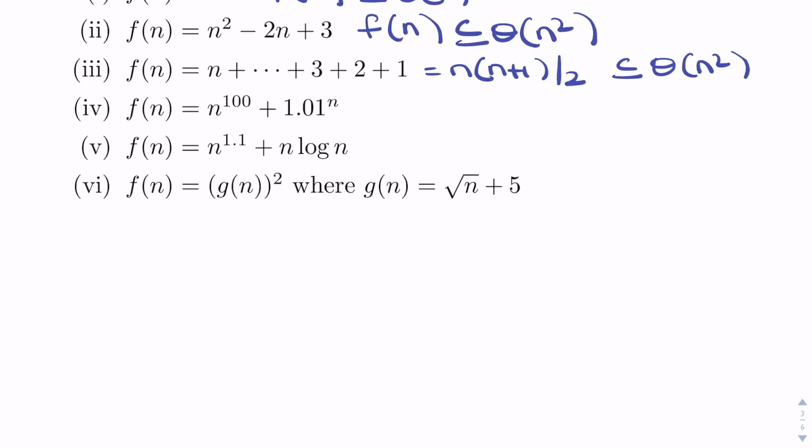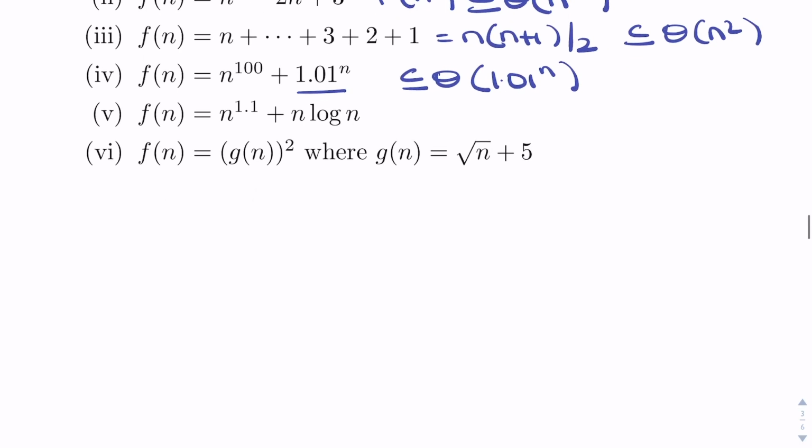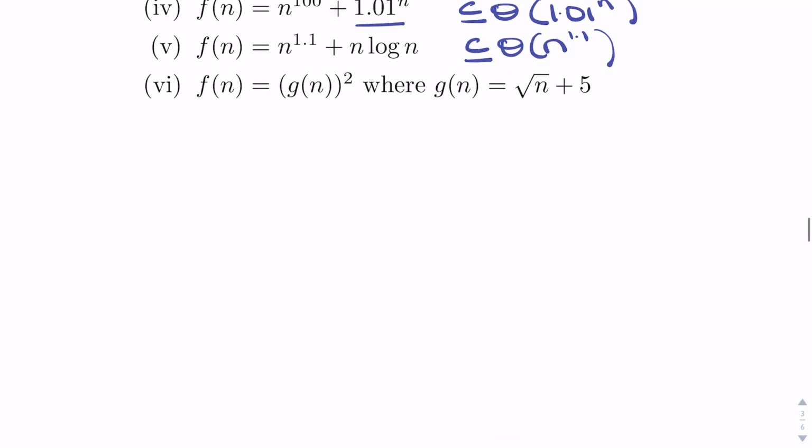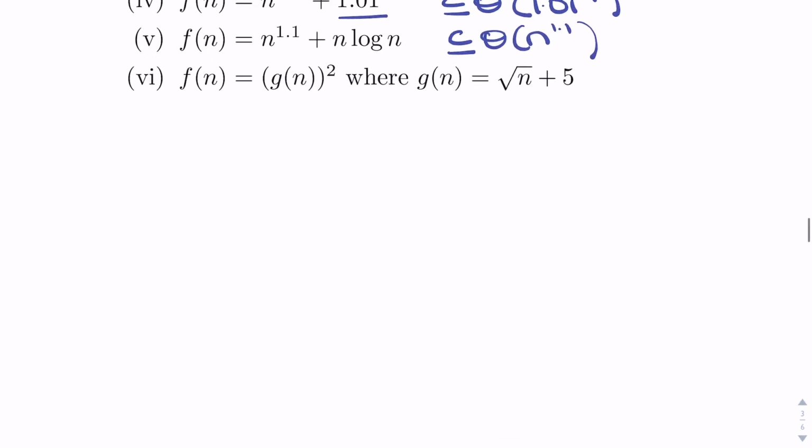For part 4, we know that this base is bigger than 1. So as you increase its power, it's going to grow exponentially. So this entire thing is going to be theta of 1.01 to the n, right? For part 5, n to the 1.1 is going to grow faster than n log n. So this entire expression is going to be theta of n to the 1.1, right? That was for part 5.